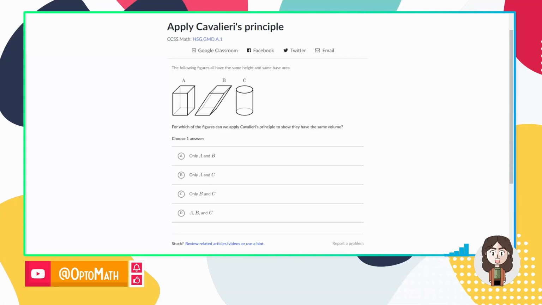Today we're going to look at some Khan Academy in the solid geometry unit. I'm going to work through a few problems of a few different types of assignments, and we are going to start with applying Cavalieri's principle.